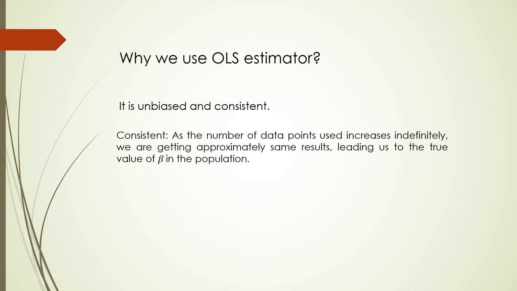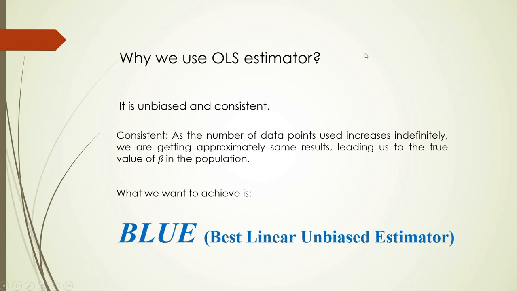For example, if the population is 1000, then if we enter 1000 data points in our model, we will get the true value of beta. But that never happens. We need to decide and estimate on the basis of a sample size of 100, for example. What we want to achieve is that our model must be BLUE. BLUE means best linear unbiased estimator.